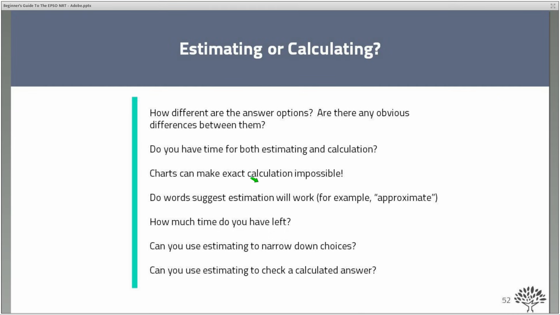Some of it can be very much a timing thing as well. If you've got plenty of time, then it's probably worth trying both of those methods out and making sure you're correct. As I said, estimating can help you narrow down your choices quite often, and it can also help you to make sure your answer is correct even if you calculated it. So it can give you an idea of the ballpark your answer should be in.